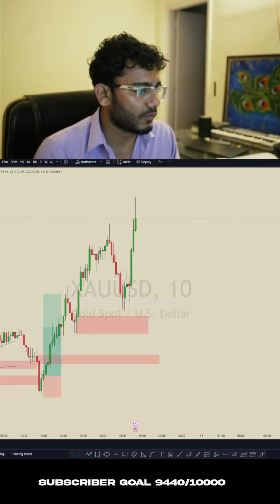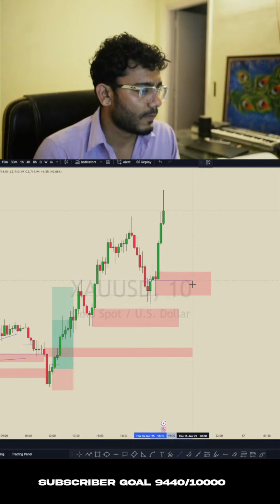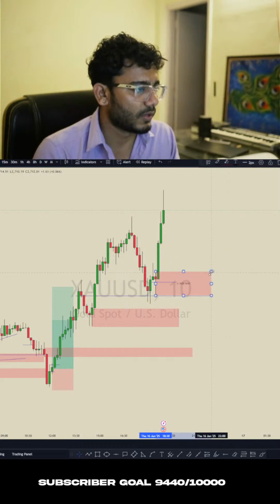So right now we can see on the 5-10 minutes, this is the order block. There is inducement of this low. So I'm waiting for price to tap this area and then we should buy here.